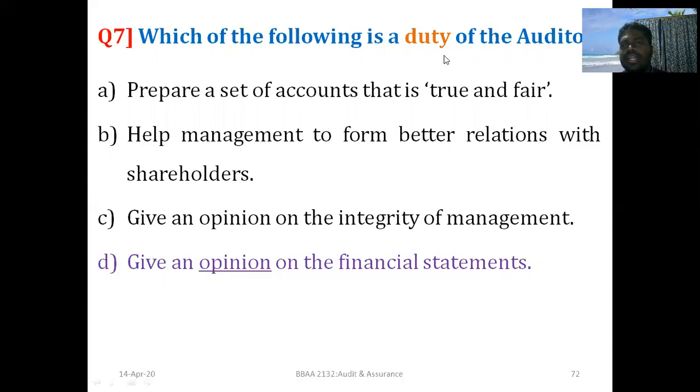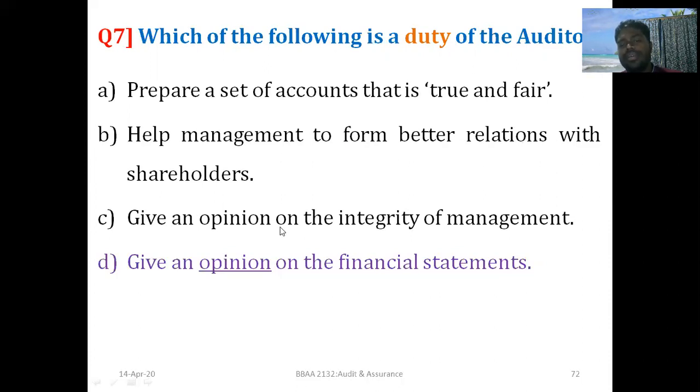This is a simple question. Which of the following is a duty of the auditor? The first one says prepare a set of accounts that is true and fair. Prepare a set of accounts, no, that is not a duty of the auditor. Then the preparation of accounts is the duty of whom? Management. Management's duty is to prepare the accounts. So that's the wrong one. The second one says help management to form better relations with shareholders. That's not a duty of the auditor. How can you say this is an auditor's duty? No, this is not a duty. So the second one is also rejected.